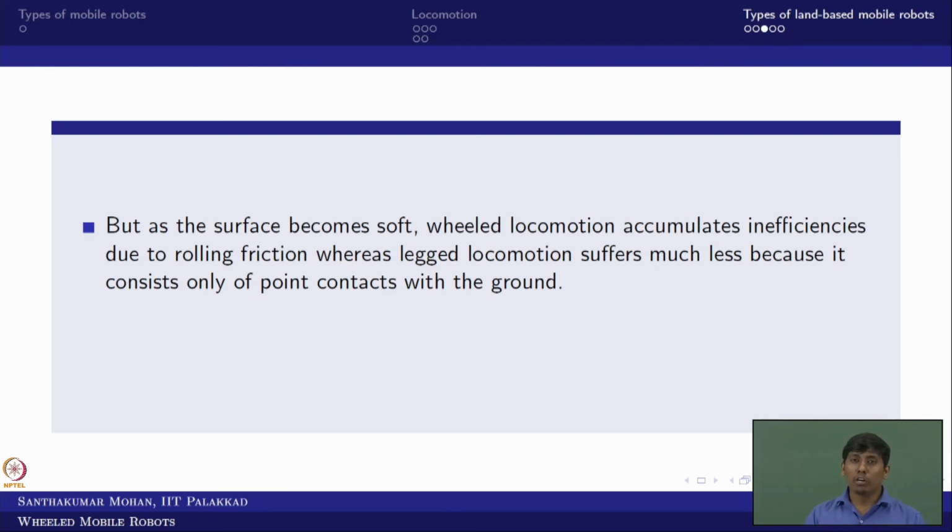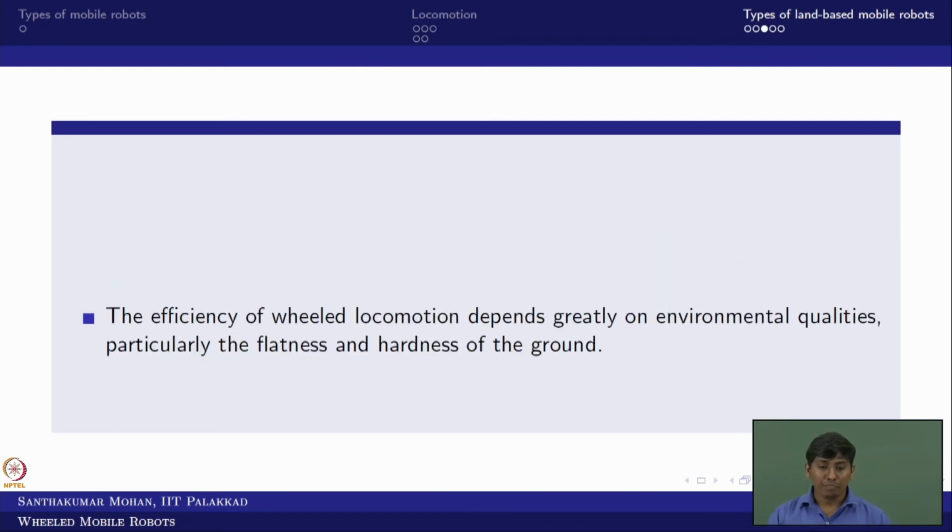So then we can make legged locomotion. There it would hinge and then go, and even the soft surface would be taken forward. That is the point we are trying to make here. But further, we can look at efficiency. When we talk about efficiency, wheeled locomotion is definitely good, but it depends on several factors.